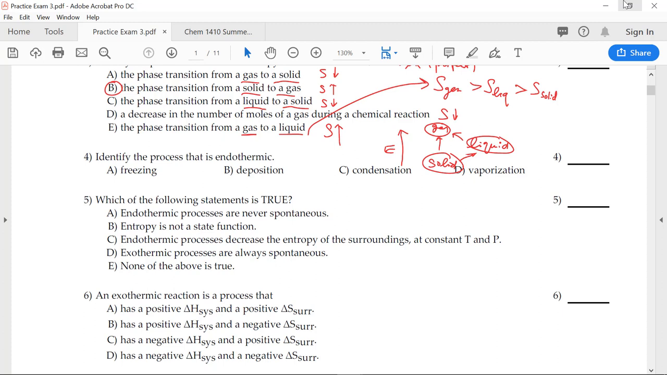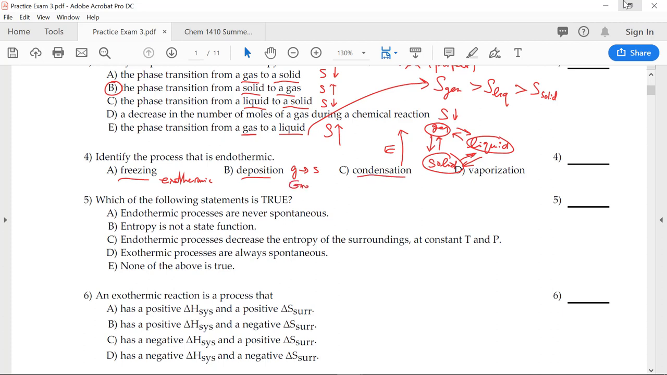So when the arrow is going up, that means it's an endothermic process because it requires absorbing heat for that process to happen. And the opposite, if the arrow is going down, from gas to liquid or gas to solid or liquid to solid, that would be exothermic. So freezing is from the liquid phase to the solid phase, so this is exothermic. Deposition is from gas to solid directly, the arrow is going down, so this is exothermic as well.